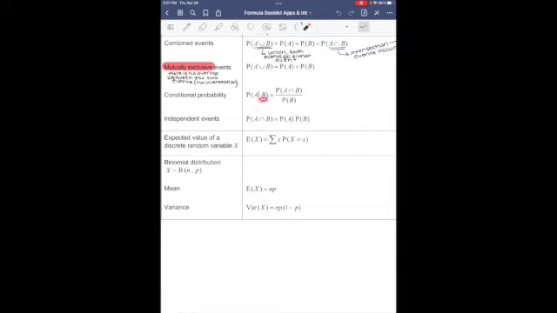We're given B and we need to find A. I don't know why I didn't write that down. I think I got bored. You're given B, you need to find A.